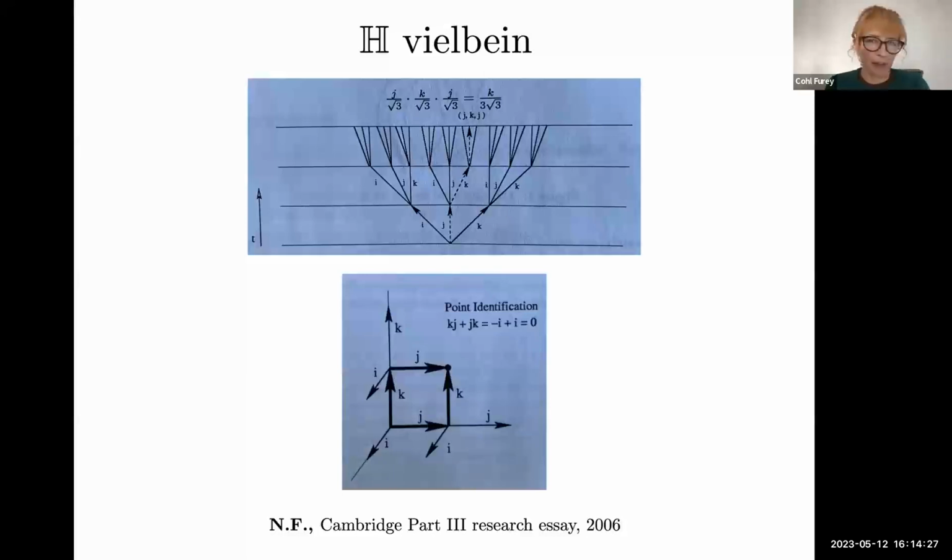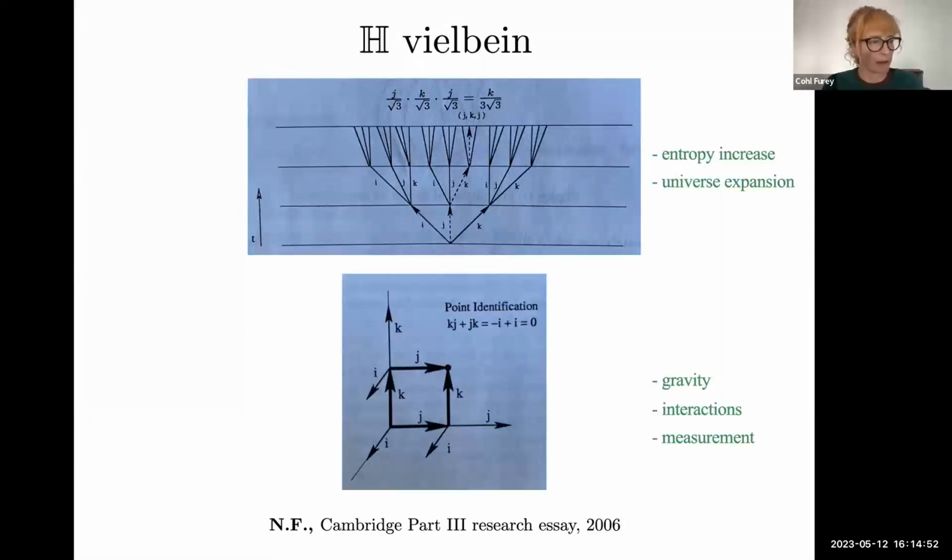Now, this branching is supposed to give general phenomena, such as entropy increase and the universe's expansion. And joining of edges at a vertex, on the other hand, is meant to ultimately give us phenomena such as gravity, interactions and what we eventually might come to know as measurement. Now notice that these quaternionic triads bear a striking resemblance to the field vibes of general relativity. And we're going to get back to this later.